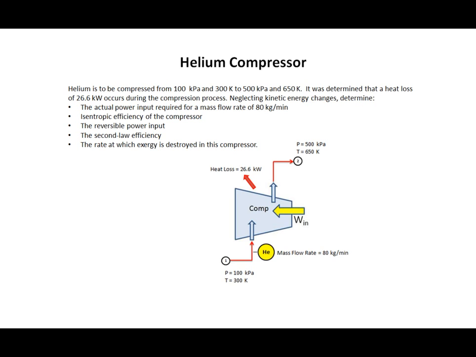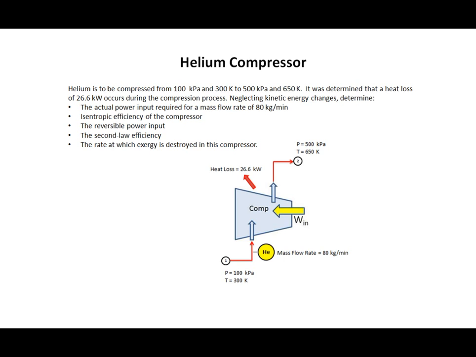Now we want to use ThermoFlo to solve problems involving thermodynamics. In the first problem, we look at thermodynamic analysis of a component. Here we have helium to be compressed from 100 kilopascals and 300 degrees Kelvin to 500 kilopascals and 600 degrees K. It was determined there was a heat loss associated with this process of 26.6 kilowatts. Neglecting kinetic energy and potential energy losses, we want to solve for the actual power input required for a mass flow rate of 80 kilograms per minute.